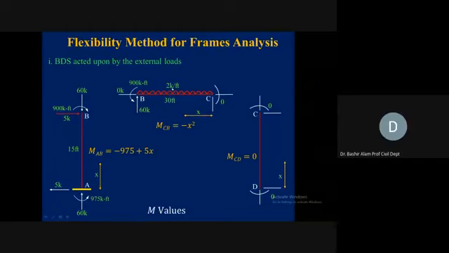So 60 multiplied by 15 gives us 900, plus this 5 times 15, which is 75, it is also in clockwise direction. So 900 plus 75 is 975, it is clockwise, and it will be resisted by this 975 kip-feet moment at support A.